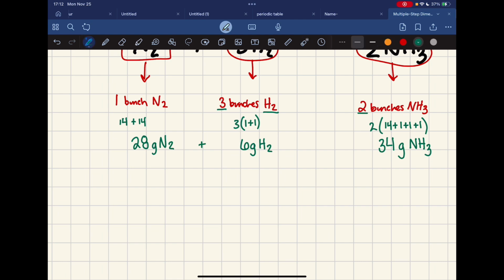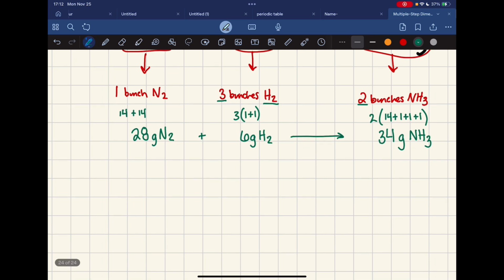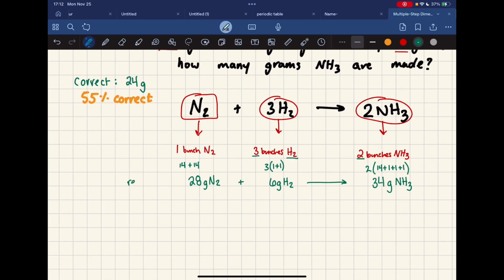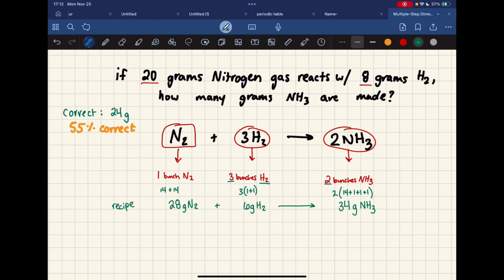And you'll notice that these numbers add up. 28 plus 6 equals 34. Okay, so that's the setup. That's called getting our recipe. And now we need to look at our question and figure out what our question is asking. Our question is asking, well, what if you don't have 28 grams of N2? What if you don't have 6 grams of H2? What if you have different quantities? What if you have 20 grams of nitrogen and 8 grams of hydrogen?